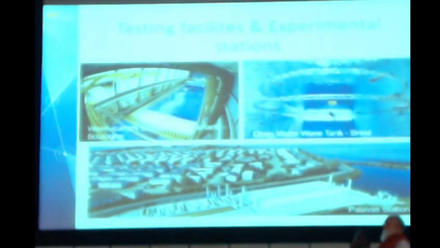IFREMER also has several experimental stations on the French coastline dedicated to the study of fish populations, influence of environment conditions on fish and marine organism life cycles, etc. The two main sites are in Brest in the northwest and Palavas in the south. You have here on the bottom a picture of the Palavas station. This actually is the largest experimental facility in France dedicated to aquaculture and microalgae research.